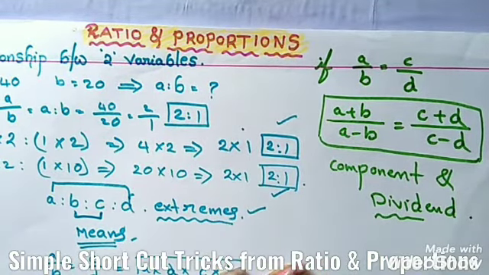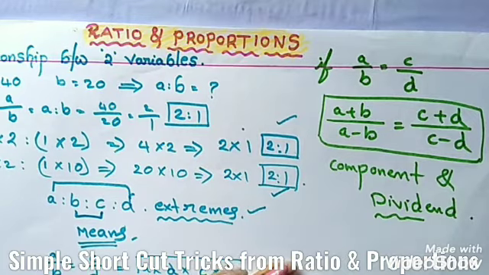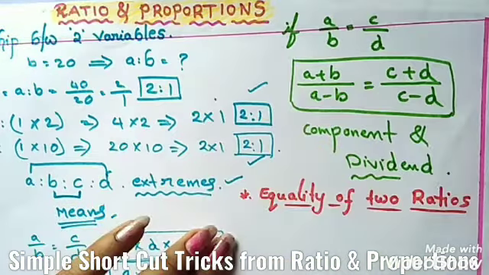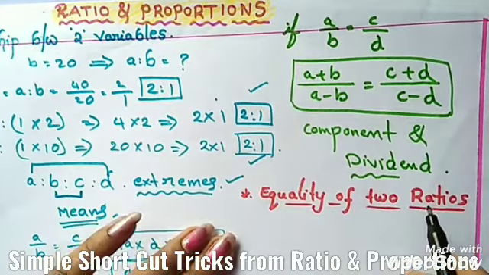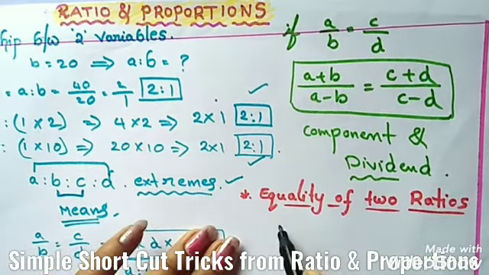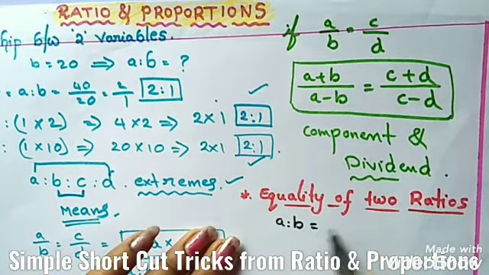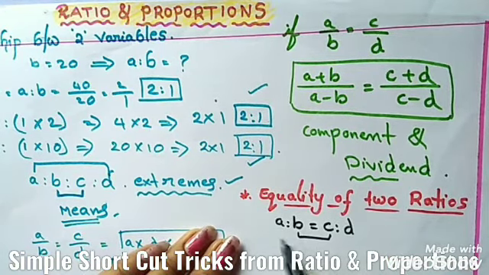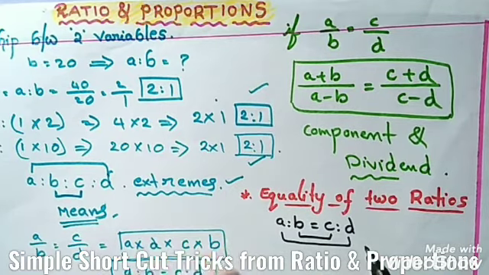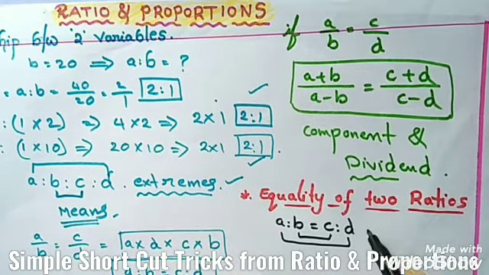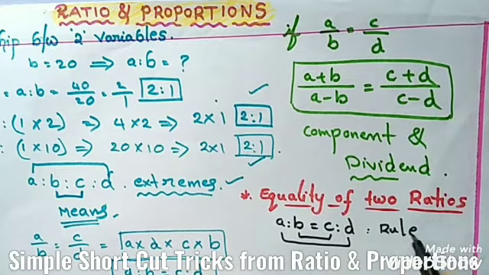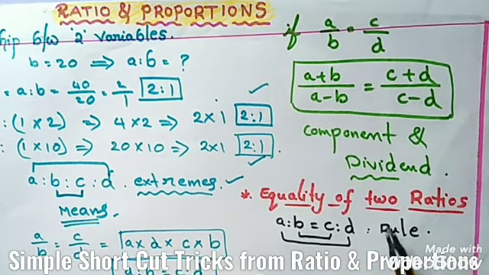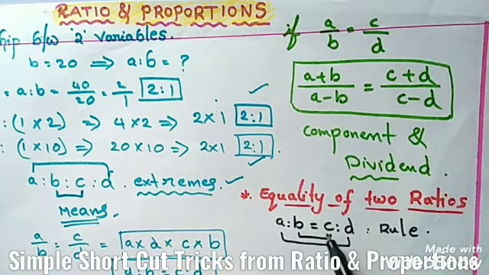Let us see the introduction of proportion. What is proportion and what is the use of this, let us see now. Equality of two ratios is known as proportion. Here you can see the example: a is to b is equal to c is to d. Already as I told you, these two are means and these two are extremes. This is the rule of proportion: a is to b is equal to c is to d. Then the equality of two ratios is known as proportion.